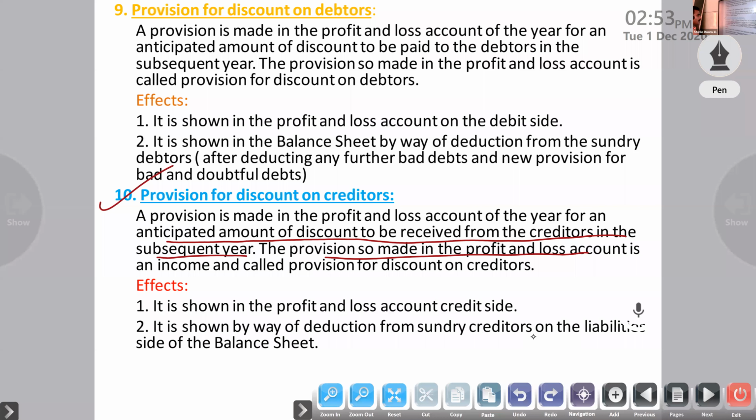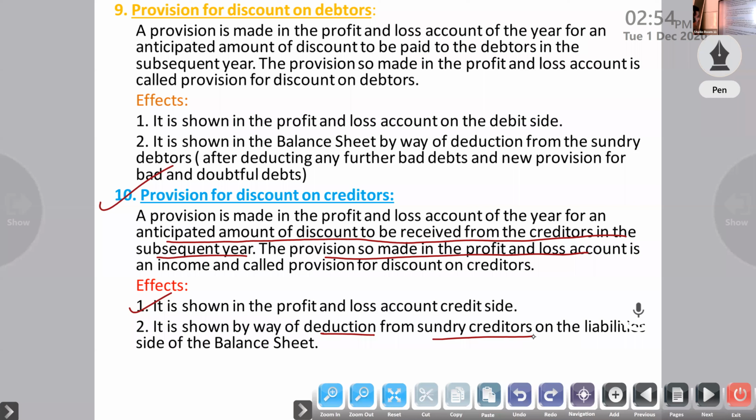Provision for discount on debtors means what we are doing? Debit side, profit and loss account, debit side we are writing. The journal entry will be profit and loss account to provision for discount on debtors. But if it is a provision for discount on creditors, it is income. So profit and loss account credit side, and in the balance sheet, from creditors, so that no need to pay now. We will get a discount.